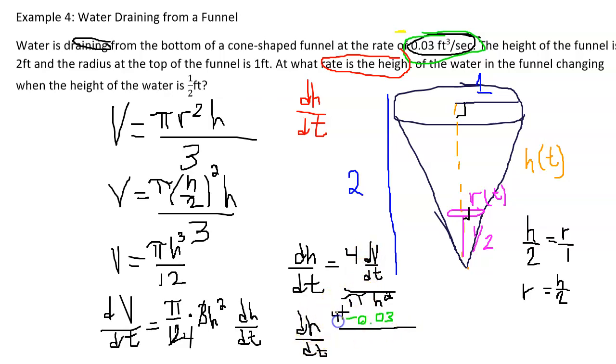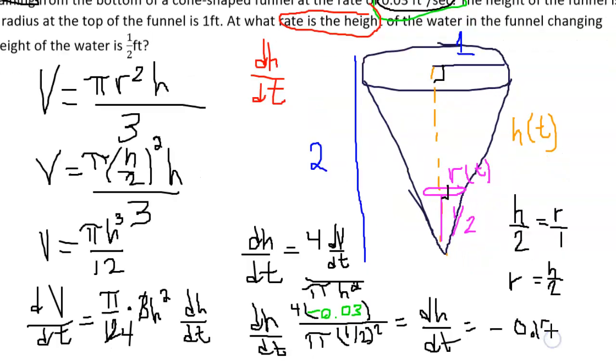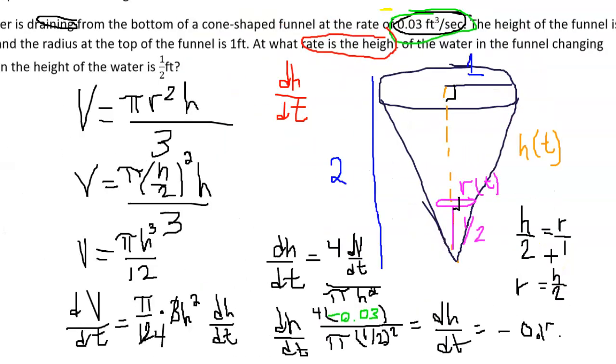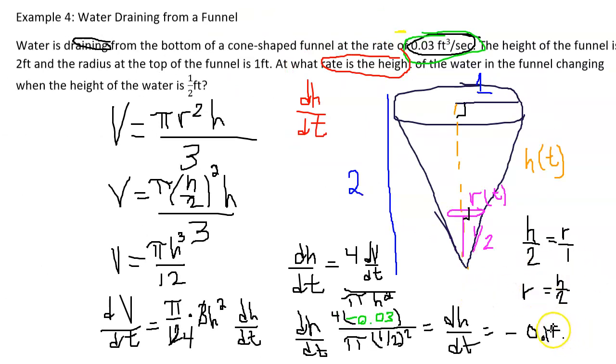oh, I forgot the 4. 4 times negative 0.03 over pi h squared, which is 1/2 squared. Go ahead and let a calculator simplify that for you. We don't need to leave that in terms of pi, because it's not going to help us interpret the problem. And so I'm getting that the solution is negative 0.15, and then let's talk about units. So this is how fast our height is decreasing, and so our height is decreasing at a rate of 0.15 feet per second.